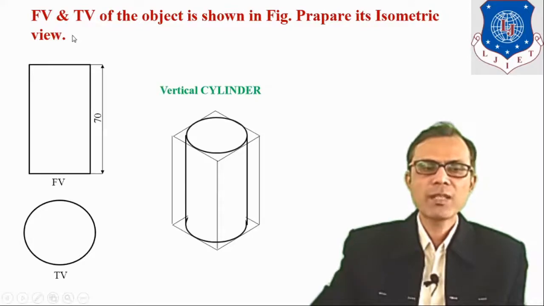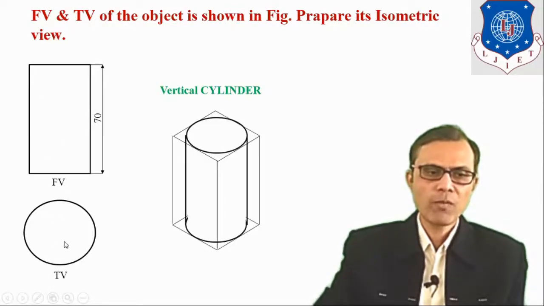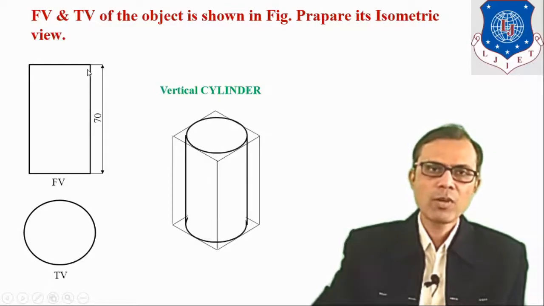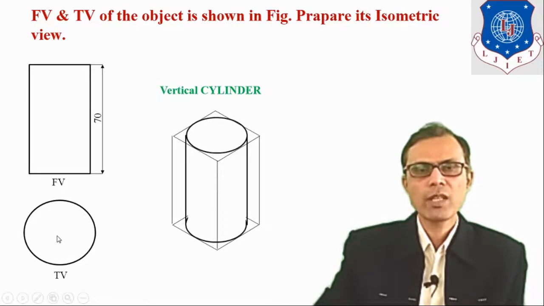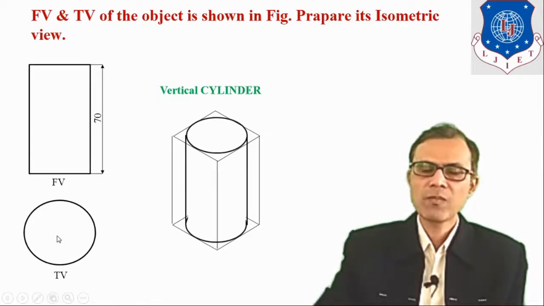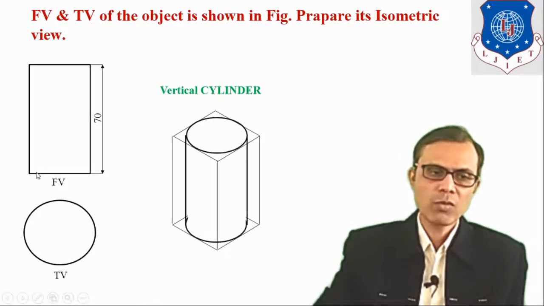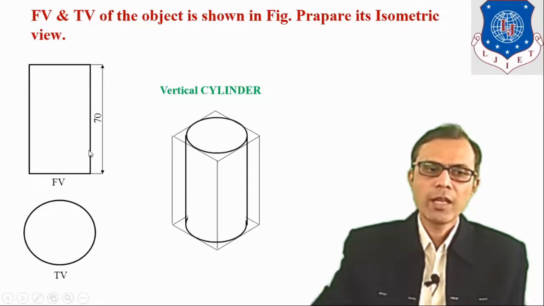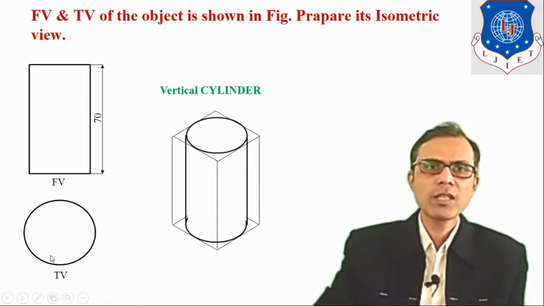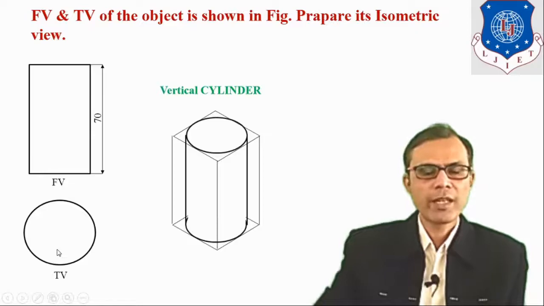Next example: front view and top view of the object is shown in figure. Prepare its isometric view. So here front view and top view is given, and from front view we can get the height and length. Here also we are going to consider diameter as 40. So from front view length is 40 and height is 70, and from top view length is similarly 40 and width is 40, equal to diameter.